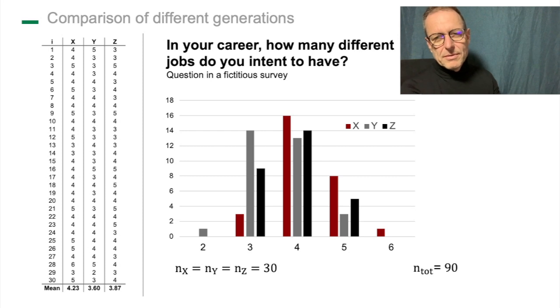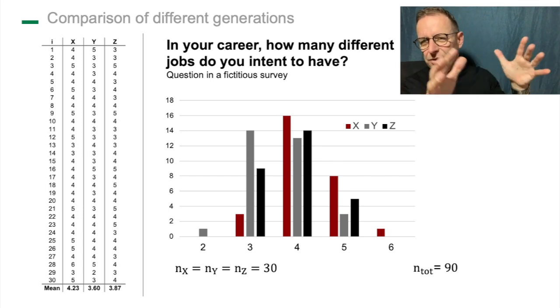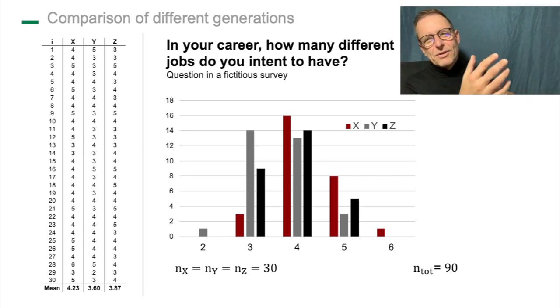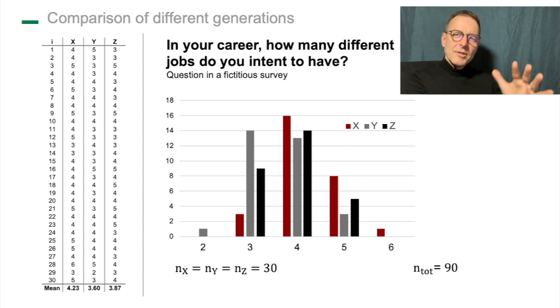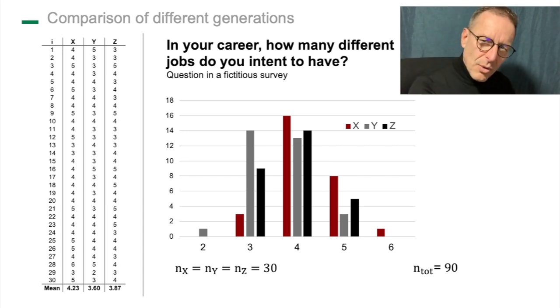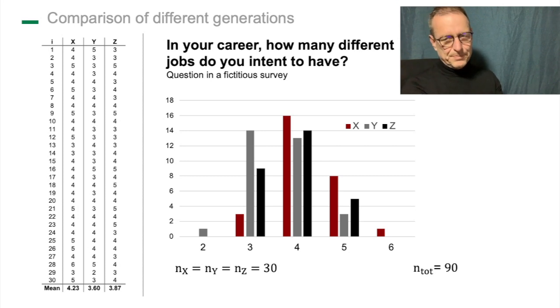Maybe two or three. But with the younger generation, well, they want to try out new things. They are more mobile and do not stick so much to one thing. So we think that they want to experience more than just one job. That's maybe the idea. So in our little survey, we now get the results. On my picture here, you find the raw data for 90 people in total. You have 30 people in Generation X, 30 in Generation Y, 30 in Generation Z, and you ask them all the same question.